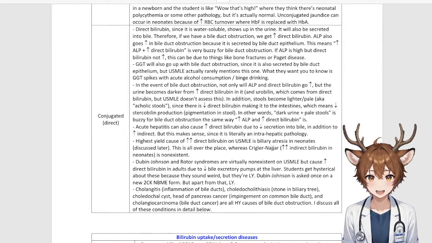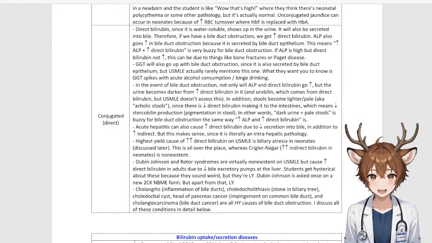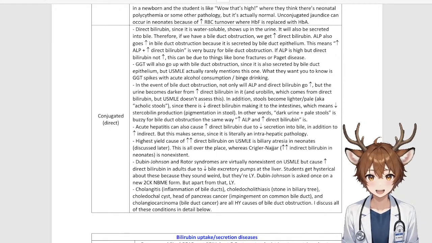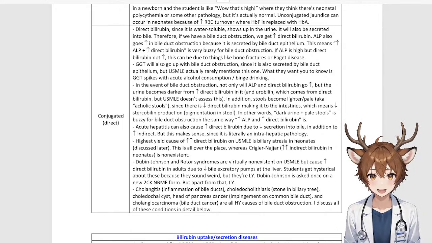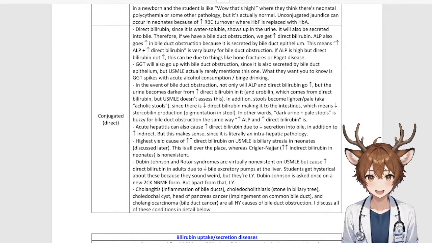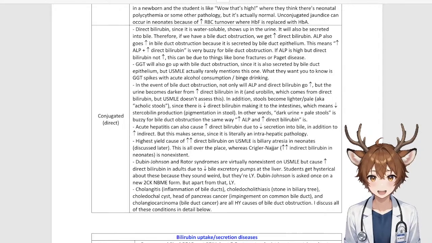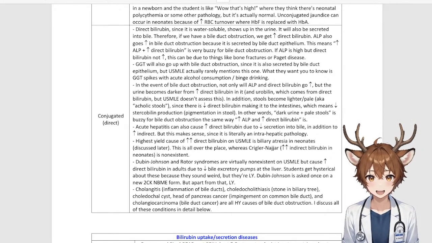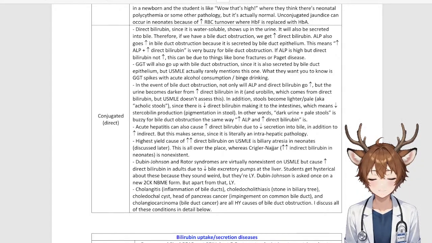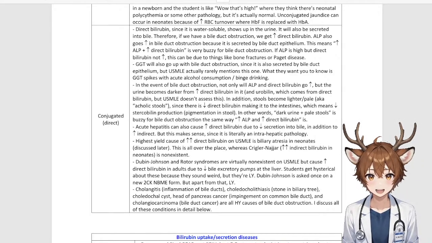Dubin-Johnson and Rotor syndromes are virtually non-existent on USMLE, but cause increase in direct bilirubin in the adults due to a decrease in the bile excretory pumps at the liver. Students get hysterical about these because they sound weird, but they're low yield. Dubin-Johnson is asked once on a new 2CK NBME form, but apart from that, it's low yield. And I think Dubin-Johnson syndrome is a black liver syndrome.